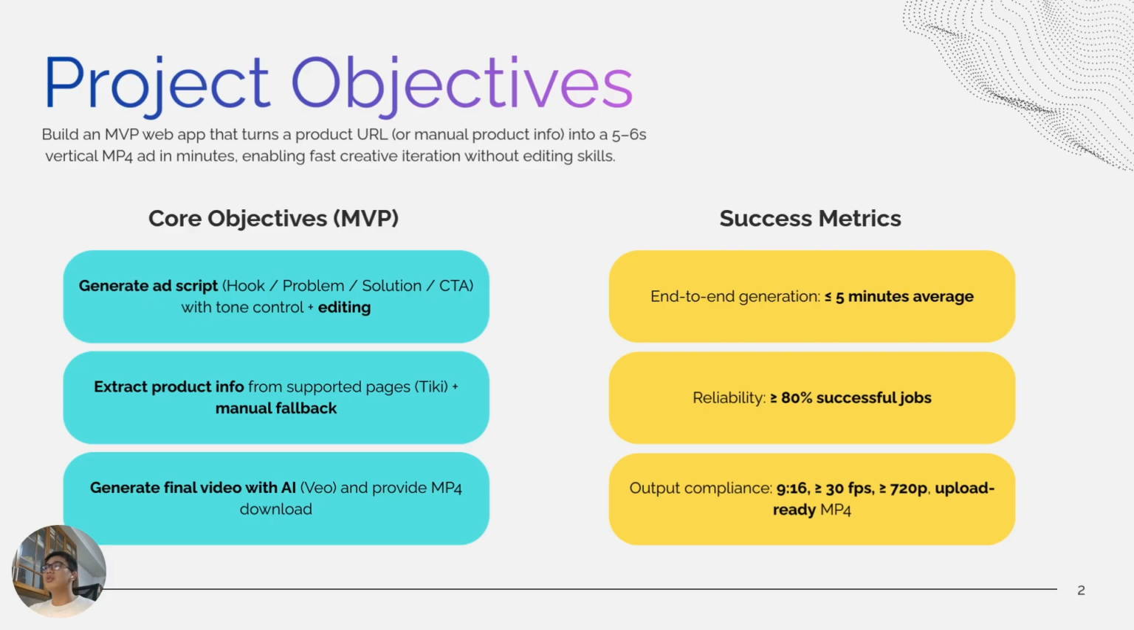To deliver that, we focus on 3 concrete outcomes: product info ingestion using a URL scraper with manual fallback, script generation with editing, and AI video generation with one-click download and retries.